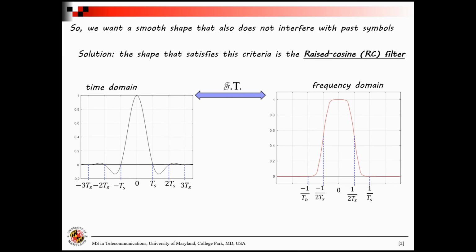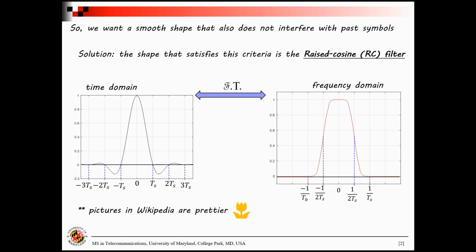Now, if we look at the same filter in the frequency domain, it's going to have this shape where it goes to 0 at 1 over the bit duration. It should actually be the same TS, but never mind. And it is symmetric across 0. It crosses the midpoint at 1 over 2TB, or TS.